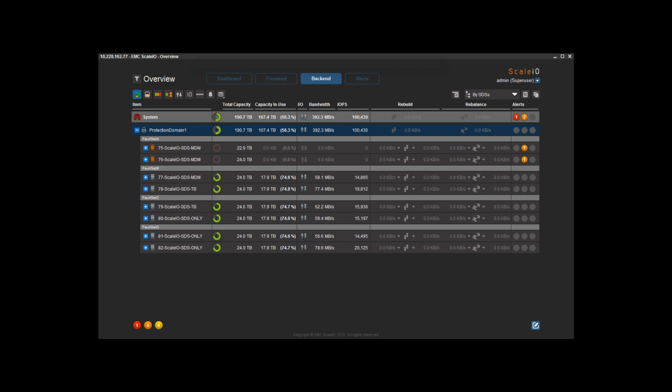This is why fault sets are an optional feature of ScaleIO. In many deployments, protection domains configured without fault sets are sufficient. Also note that if fault sets are used, a minimum of 3 fault sets must be defined.